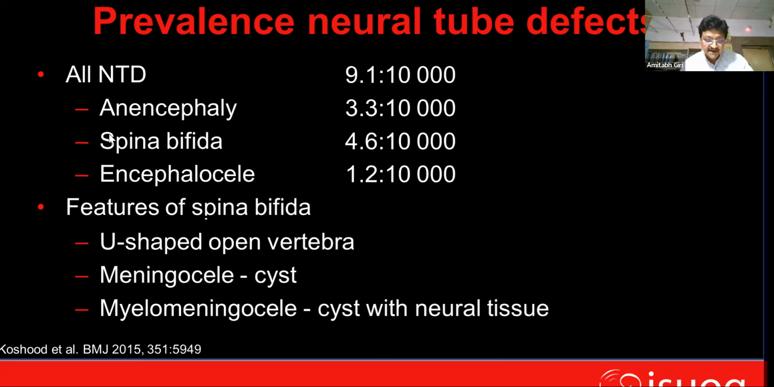What are the features of spina bifida? That is the U-shape open vertebra. The vertebra is open and it is U-shaped, and we get a cystic structure that is called a meningocele, and when there is neural tissue inside this we call it a myelomeningocele.